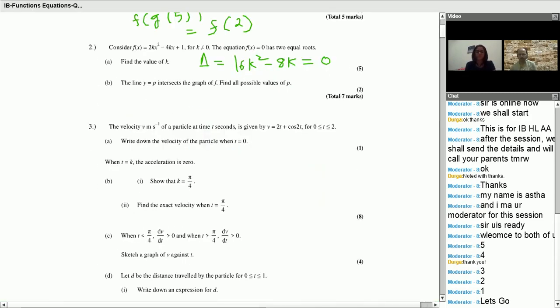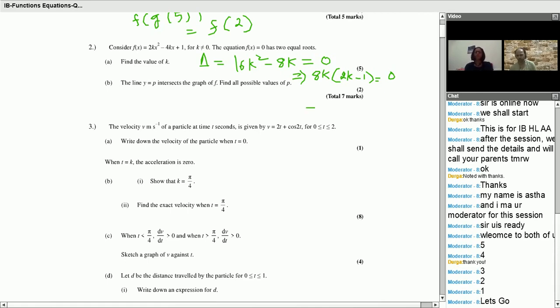So we got 16k squared minus 8k equals 0. So let's solve for k. You can divide the whole thing by 8, so it simplifies. So you get 2k squared minus k equals 0. So let's factor out k. So you will be left with 2k minus 1 equals 0. And so either k is equal to 0 or 2k minus 1 is equal to 0.